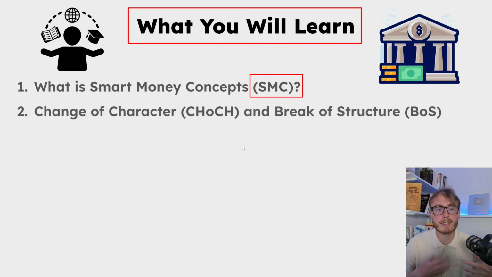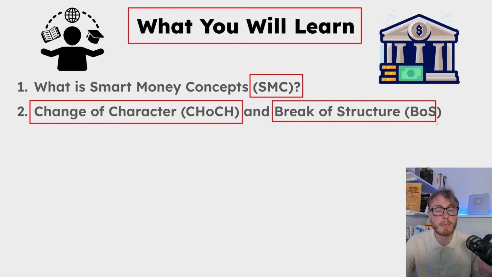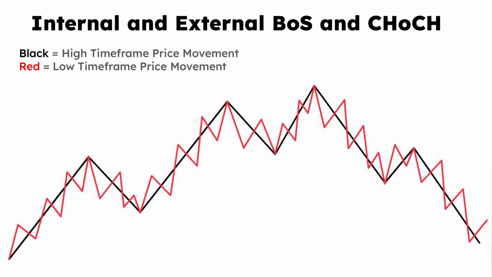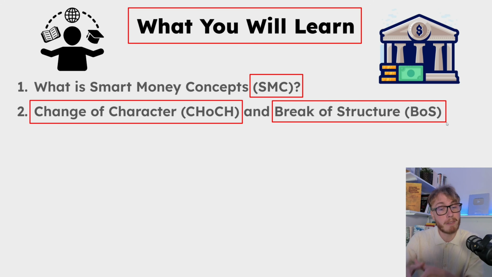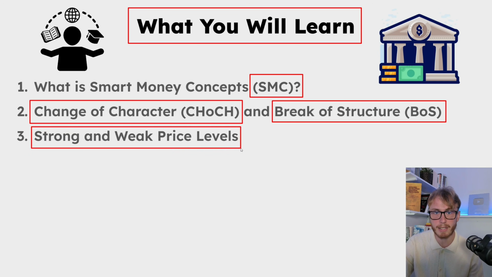Next, we are gonna dive into some very important market structure concepts. We will learn about something called change of character, or for short, CHoCH, and we will also learn about something called break of structure, or for short, BOS. These two concepts are very important and they are fundamental to understand if you want to trade smart money concepts. In chapter 3, we will cover yet another important concept, and that is strong and weak price levels.